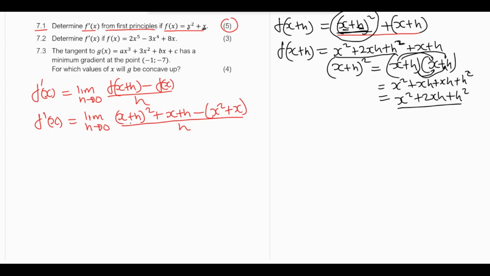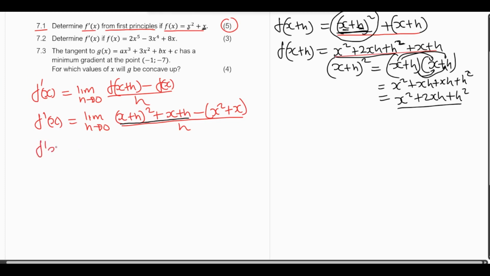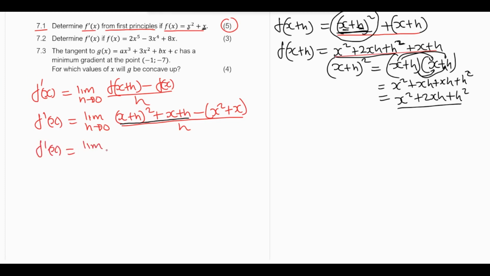Now we are going to replace this whole thing here by this. Becomes f prime x is equal to lim h approaching 0, and then we have x squared plus 2xh plus h squared plus x plus h. We're distributing the -1 here, so it becomes negative x squared minus x. All this divided by h. And then x squared minus x squared is 0. x minus x is 0.